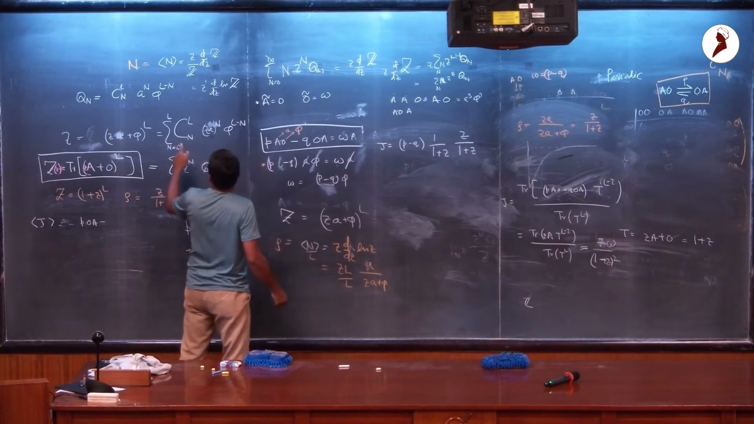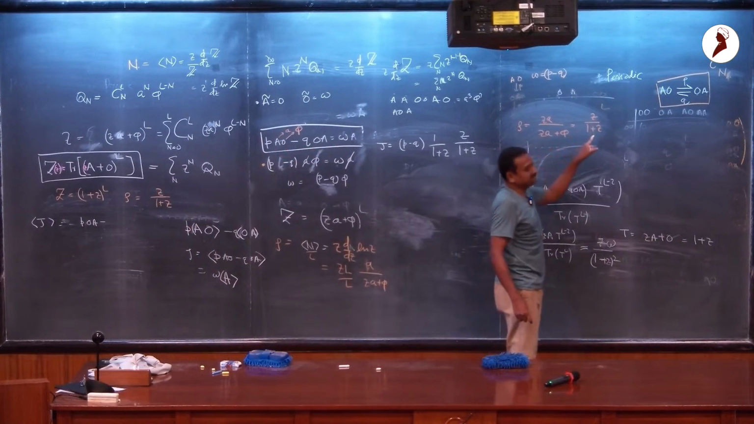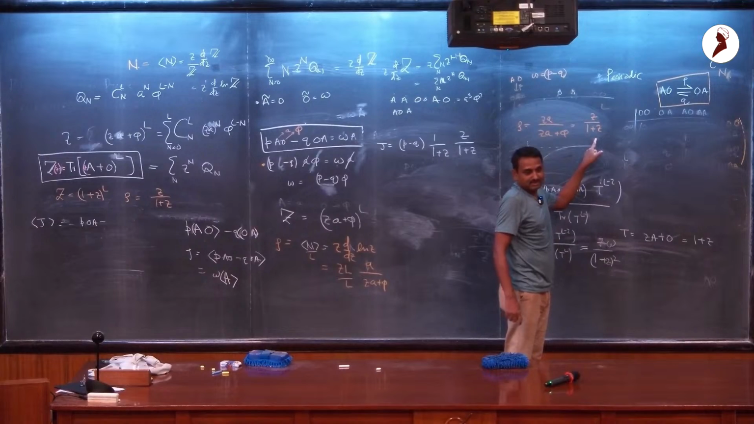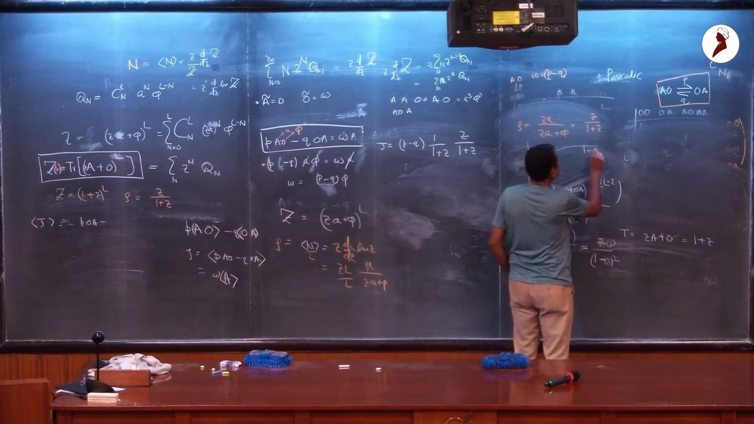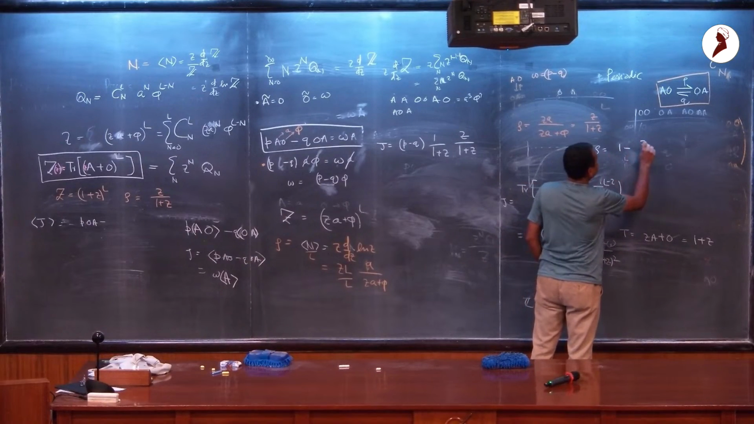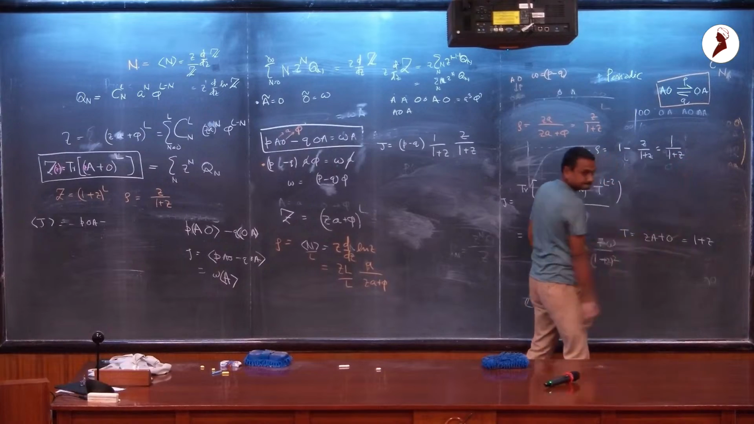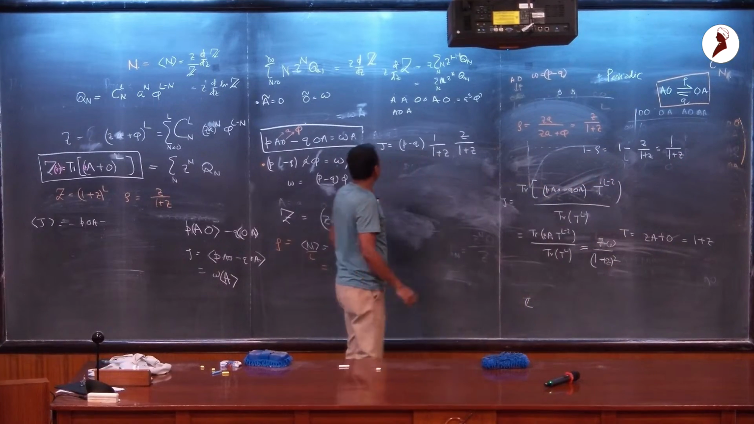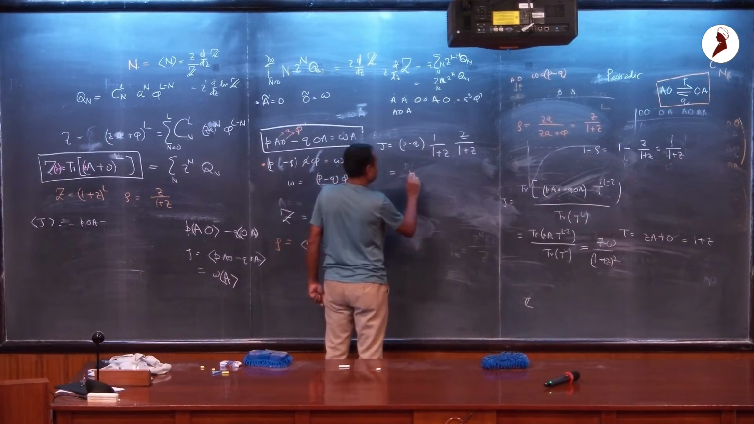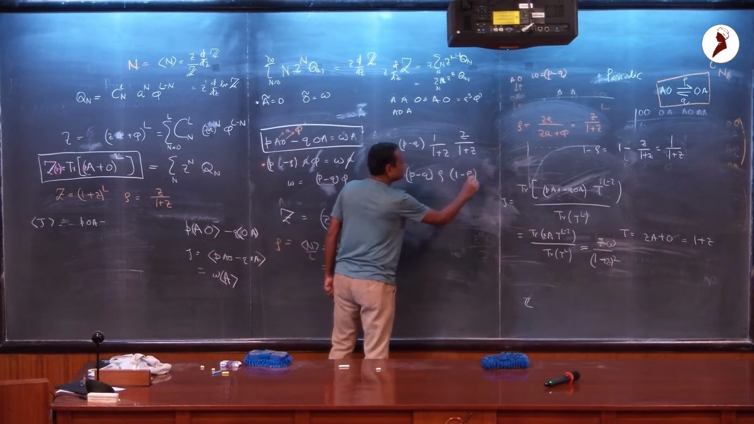And I have a density equation somewhere. What is the density equation? Rho equals Z by 1 plus Z. What is 1 minus rho? So this is 1 minus Z by 1 plus Z, which equals 1 divided by 1 plus Z. Right? So the current in this problem will be P minus Q into rho into 1 minus rho.